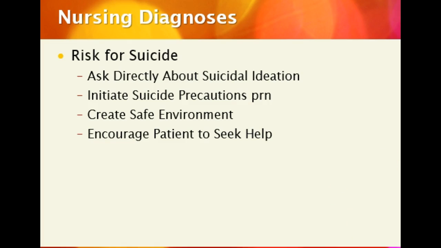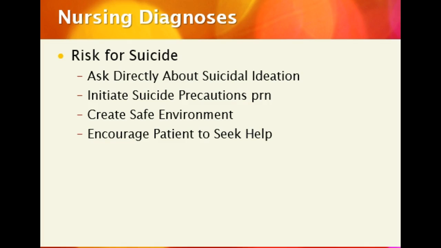Risk for suicide, back on page 1367, the care plan talks about depression there and a risk for suicide. We need to become comfortable to ask directly about suicidal ideation, initiate suicide precautions as needed, create safe environments, and encourage the patient to seek help. On 1377, there is a focus on the older adult and mental illness. Please read that. The section on depression and suicide in the older adult will be discussed here.